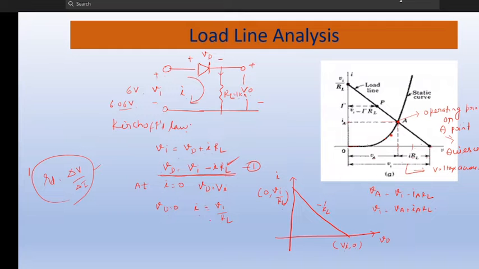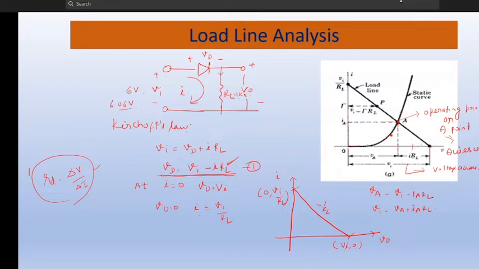So you can see that I get the values of these intercepts. The slope is -1 upon RL. Slope of this straight line is -1 upon RL. So don't think that I have drawn it like this. You may also draw up here, you may draw here. It depends, because it's a graphical method. Everyone can think in a different way.